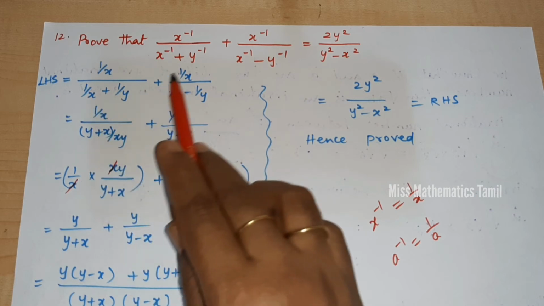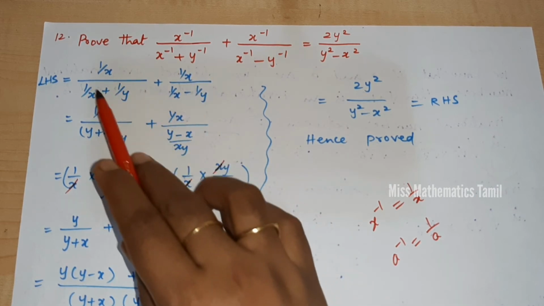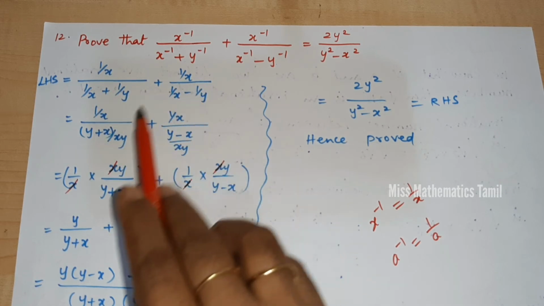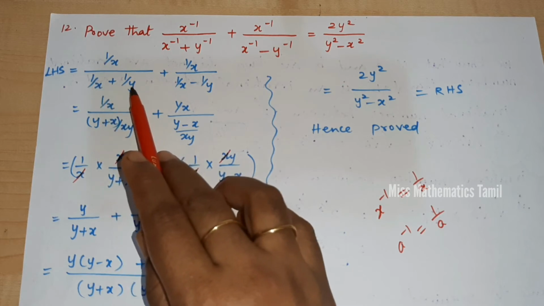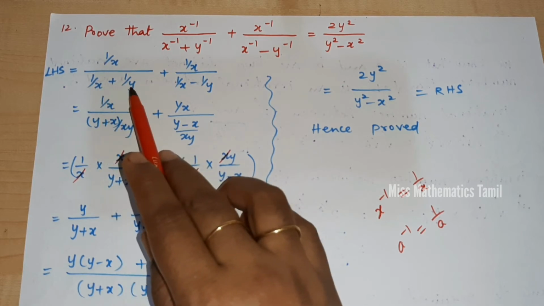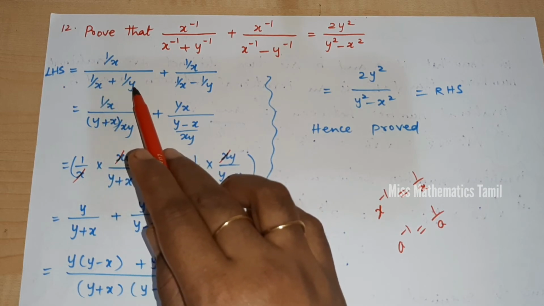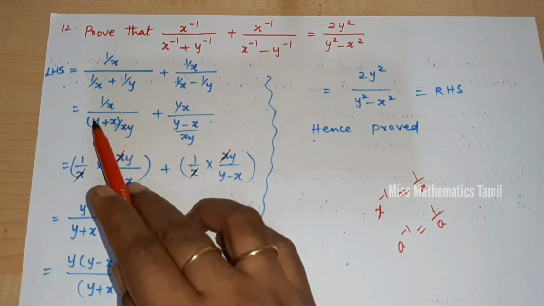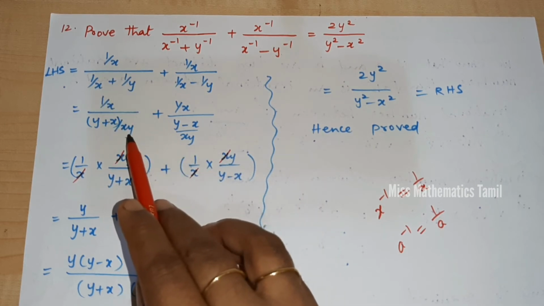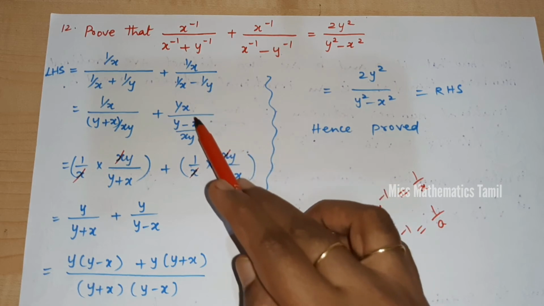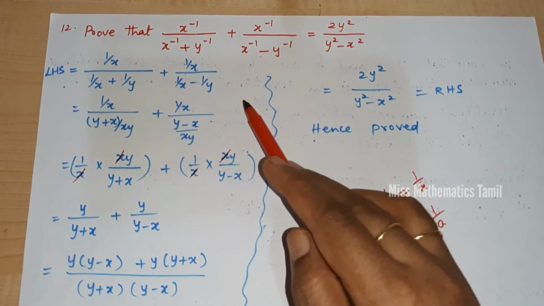Here 1 by y. Here 1 by x plus 1 by y. So same thing I am following here. What is the next step? Here numerator 1 by x. In the denominator two fractions I have to add. For that I am using cross multiplication: 1 into y plus 1 into x, in the denominator x into y. Same way I am using here also. Okay, this step you understood?